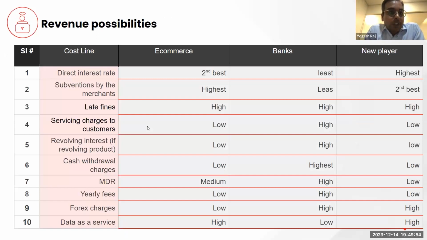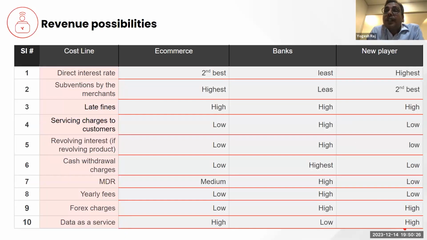Now let's talk about how different kinds of banks, while doing lending, earn money. So direct interest is a no-brainer. If any one of you has tried to take a loan, you know that banks charge interest. The second point is subvention. That becomes very important, and it is one of the biggest levers you would have seen for different kinds of new fintech players.